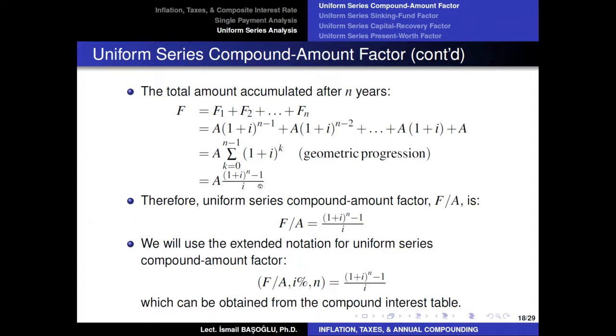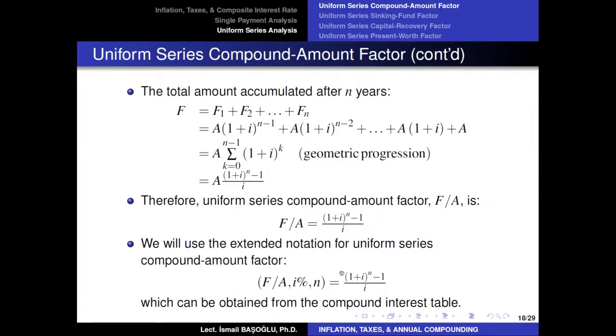So this formula here, the ratio between the future value and the installment size in an annuity, is called the uniform series compound amount factor, and it helps us to calculate the total accumulated future value of a uniform series by multiplying the size of an installment by that factor.